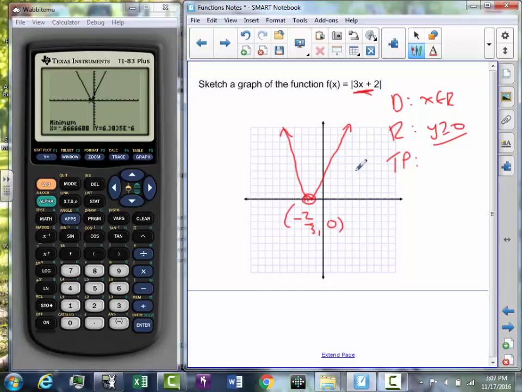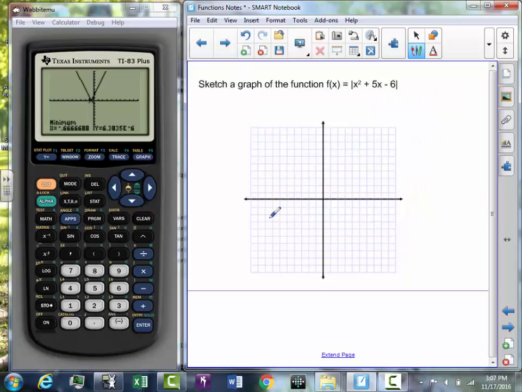Which, as I look at the graph right here, doesn't negative 2/3 kind of pop out from the values you're given there, in a way? Right? You throw the 2 on the other side and divide by 3. So there's your turning point. Your axis of symmetry, x equals negative 2/3. End behavior, quadrant 2 to quadrant 1. You guys good? One more, I'll call it a day.